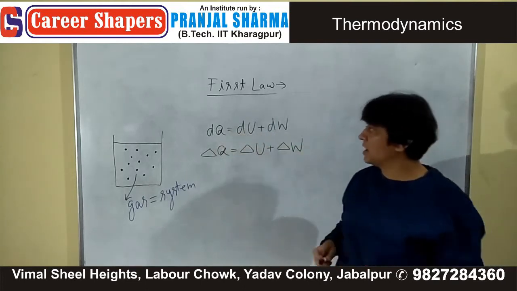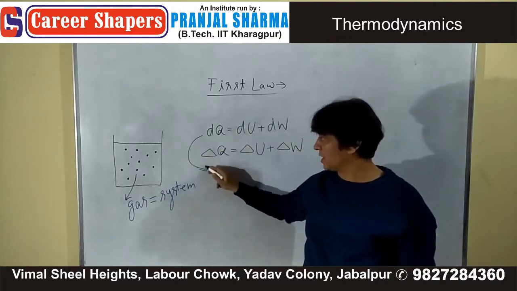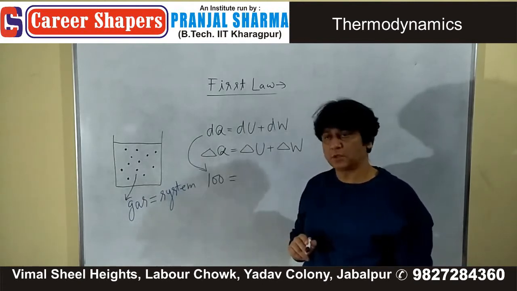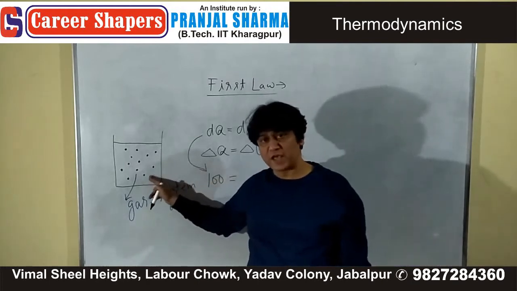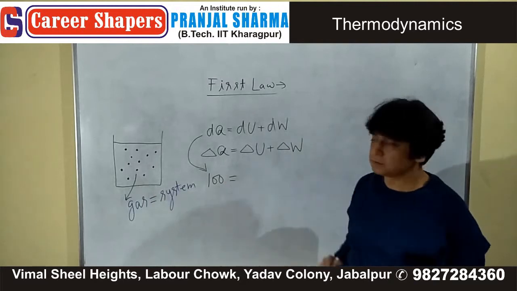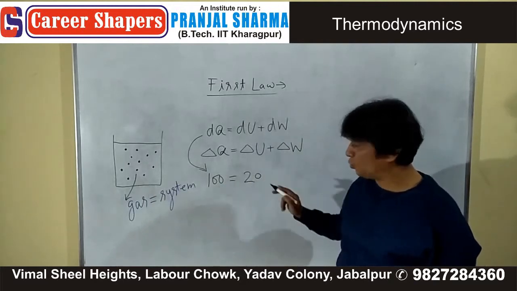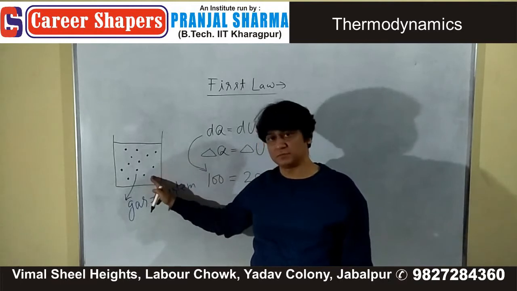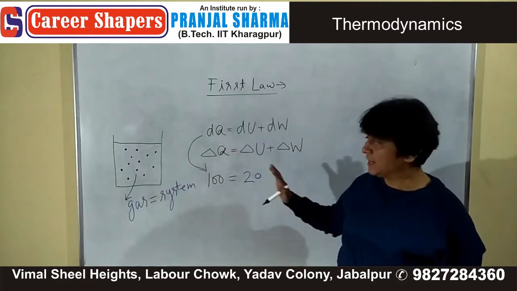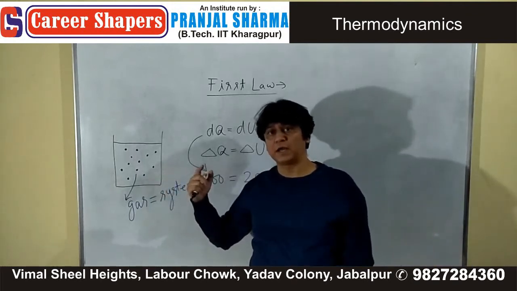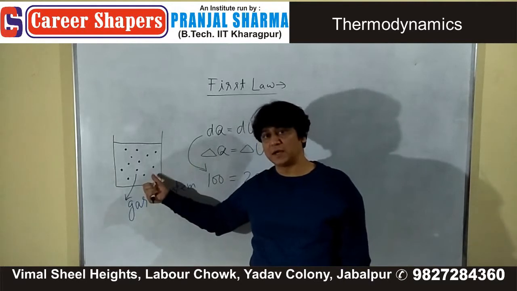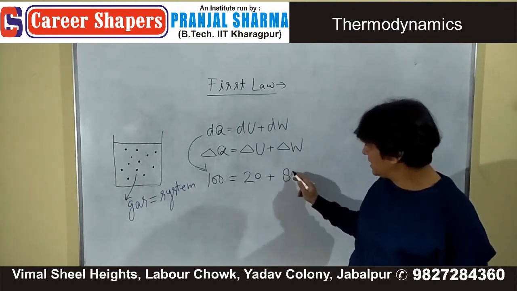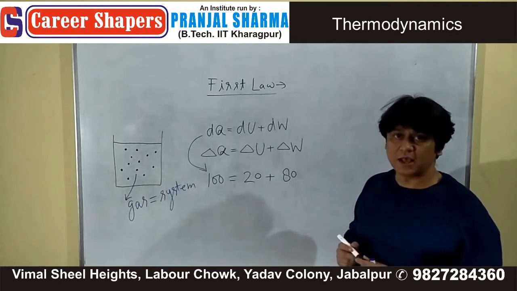Suppose you supply 100 joules of energy to the system. Now, when you supply 100 joules of the energy, out of this 100 joules, 20 joules was used in increasing temperature or internal energy of the system. This 20 joules is used by the system for increasing its own internal energy. And then remaining 80 joules was used as a work.